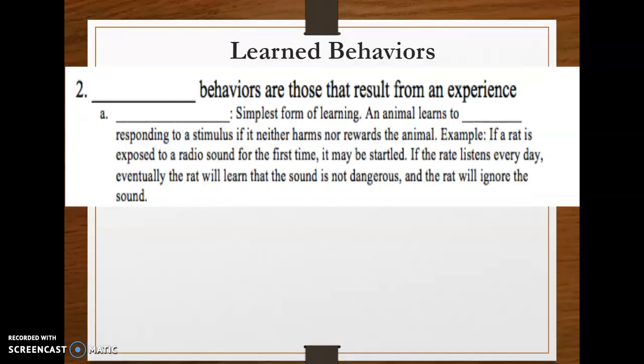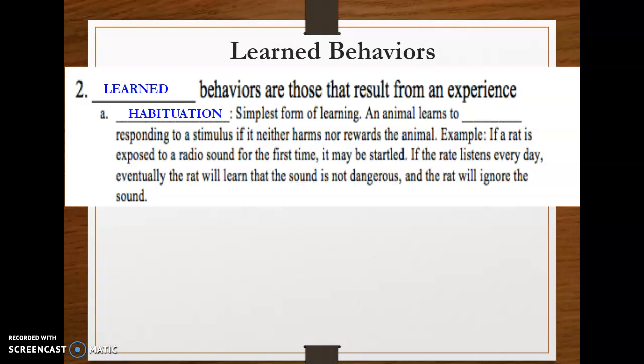So let's take a look at the next set, which are learned behaviors. Again, learned behaviors are those that result from experience. Think about a baby that's entertained by an electric fan. He puts his finger into the fan, and next thing you know, suddenly he experiences pain. Will that baby do that again in the future? Probably not, unless he wants to experience pain.